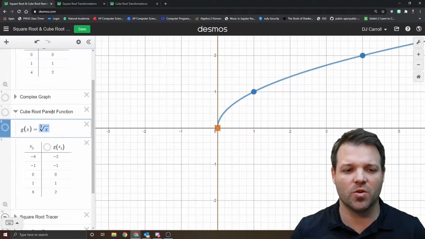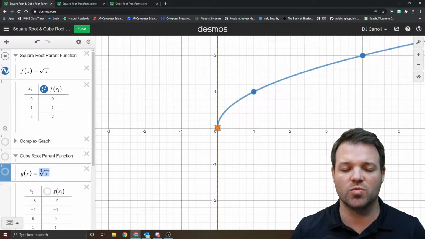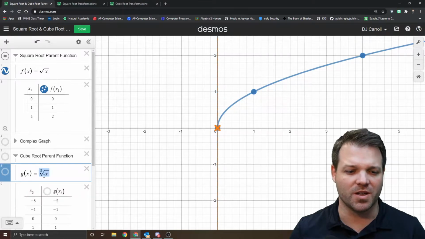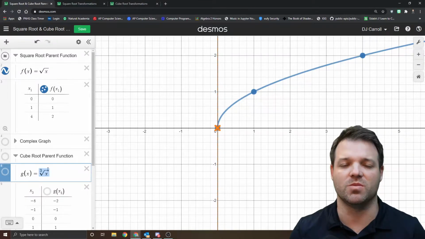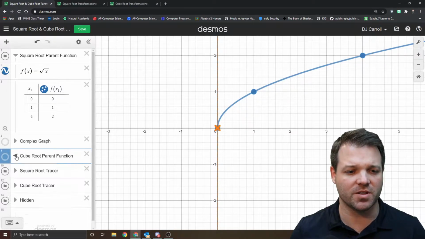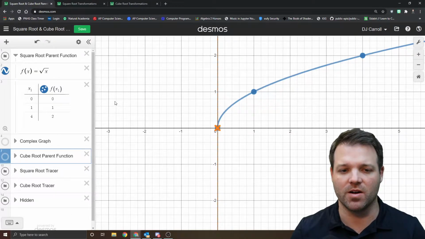The reason why I'm going over the square root and the cube root only is because basically, all indices that are even are going to be very, very similar, their graphs. And all radicals with indices that are odd are going to be very similar as well. Okay? So, in other words, the fourth root should be very similar to the square root, and the fifth root, for example, should be very similar to the cube root. All right, so let's go ahead and take a look at these now.